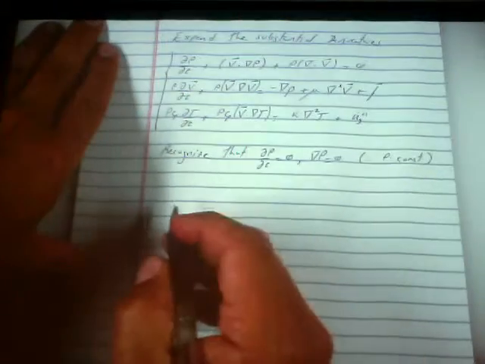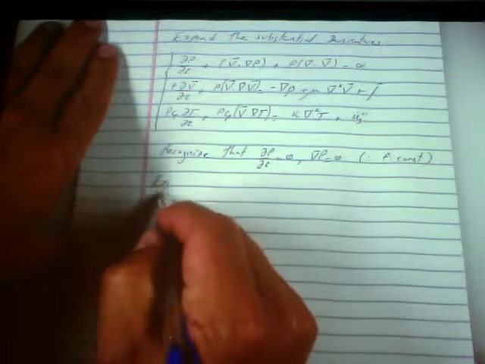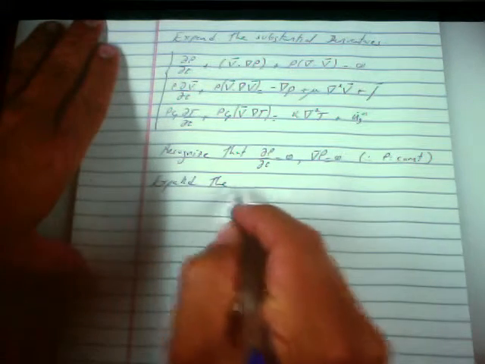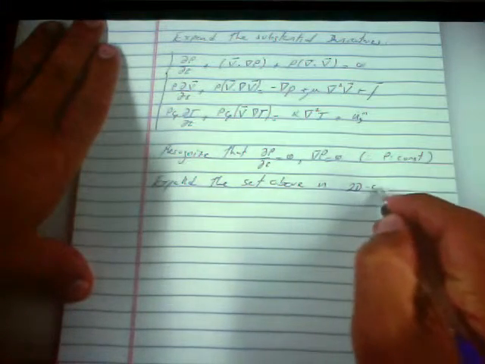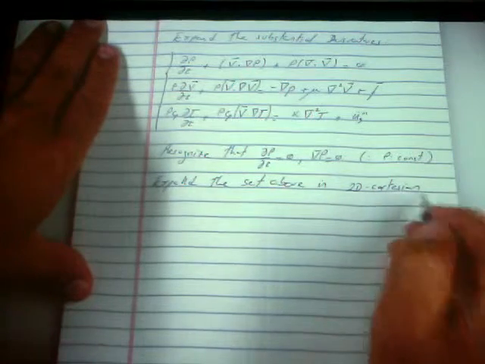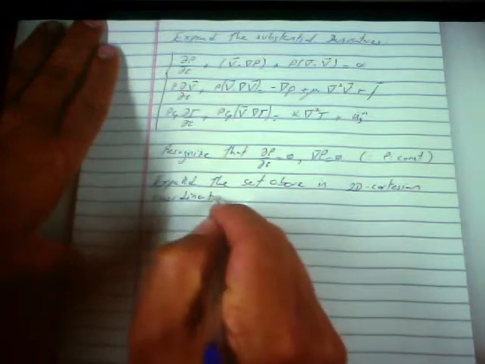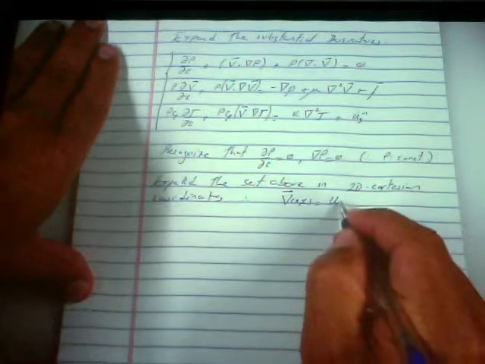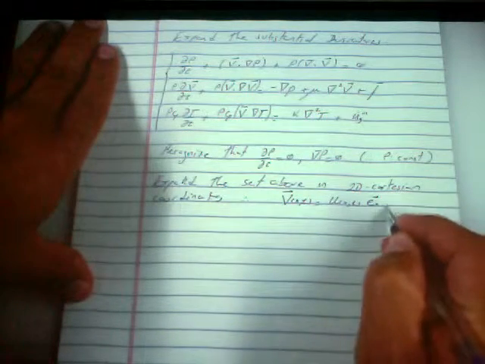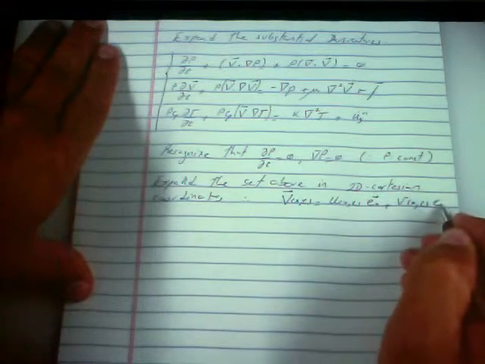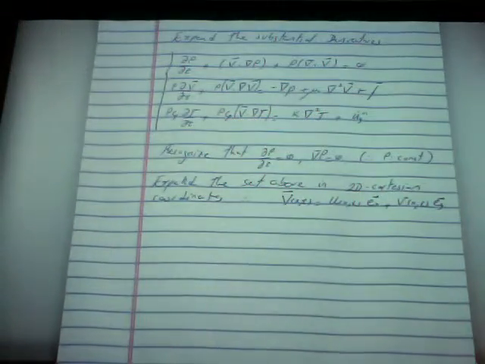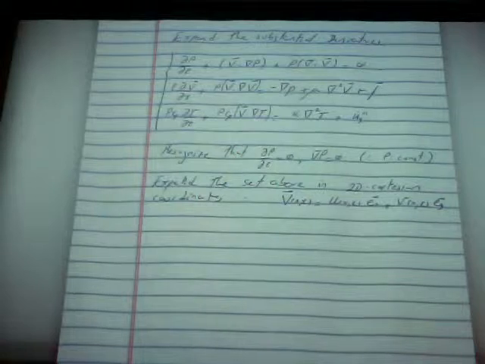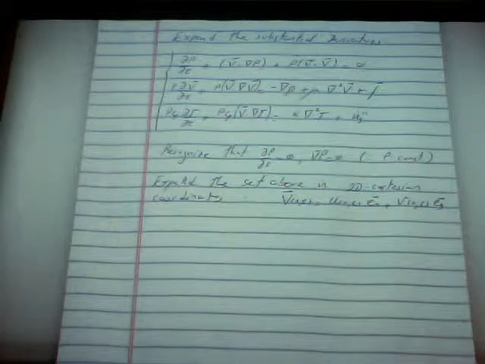So, expand the set above in 2D Cartesian coordinates such that the velocity is equal to u in the x direction plus v in the y direction. Okay, so now we are going to limit this to 2D, although the generalization of these to 3D is straightforward. All we're doing is just eliminating one of the dimensions.